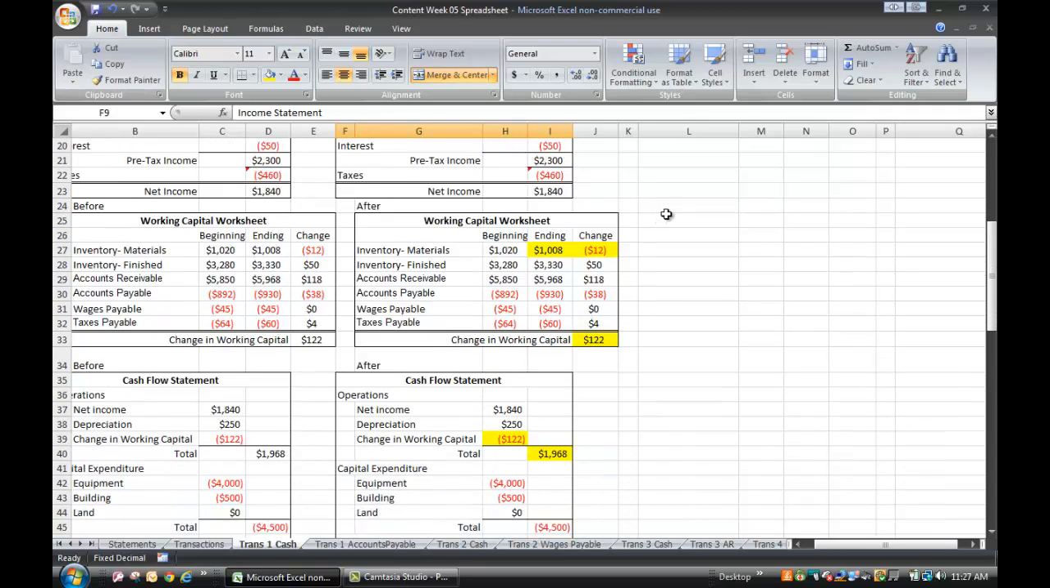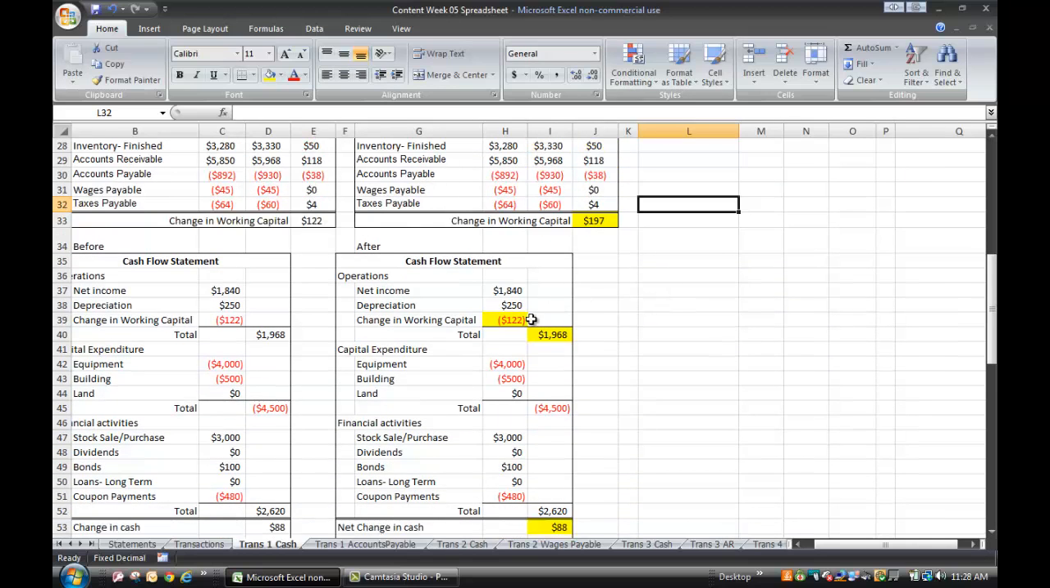The change starts with the working capital. We bought $75 of inventory material, so the ending inventory should go up by $75. So it is now 63. It was a negative 12 plus 75 gives you a positive 63. And the overall change in working capital went from 122 to 197. We now have $75 more in our working capital.